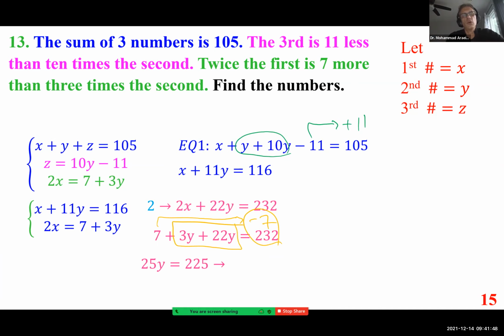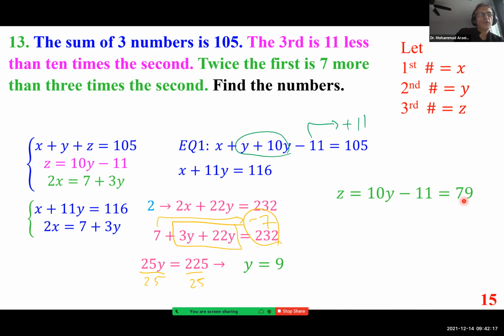We divide both sides by 25. y becomes 9. z is 10 times that minus 11. So 10 times 9, 90, minus 11 is 79.